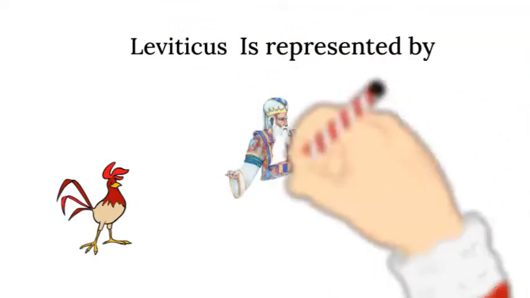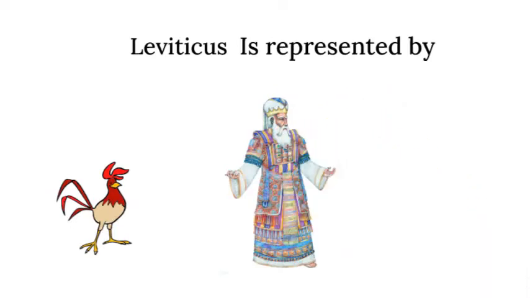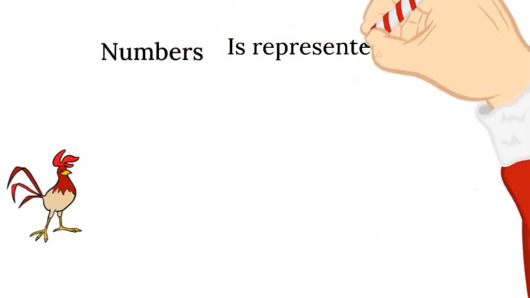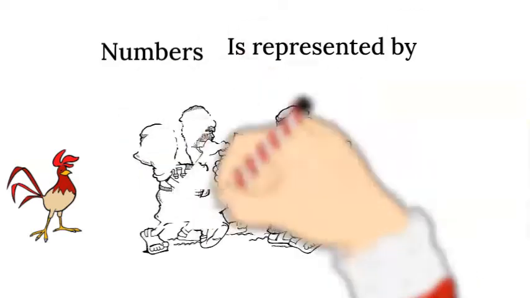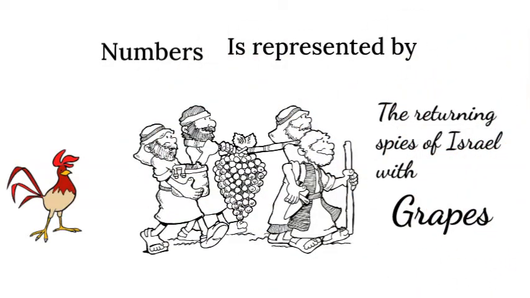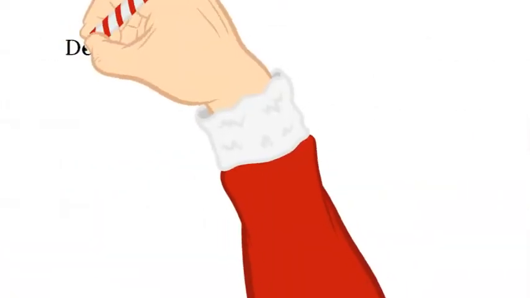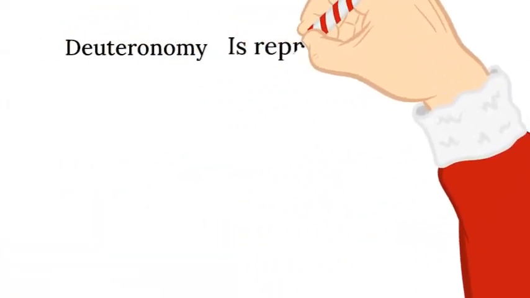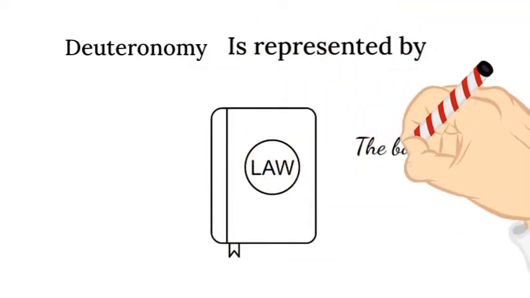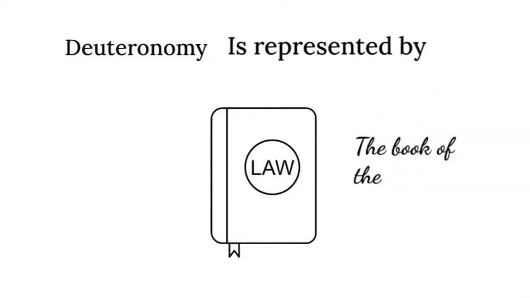Leviticus is represented by a Levitical priest. Numbers is represented by the returning spies of Israel with grapes. Deuteronomy is represented by the Book of the Law.